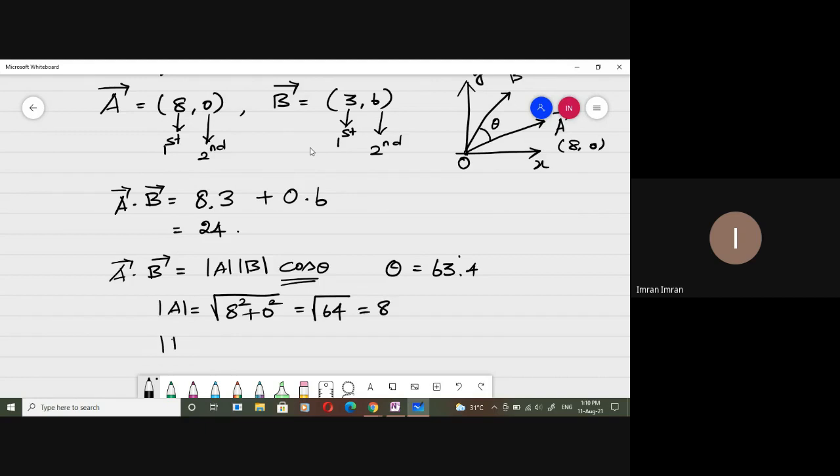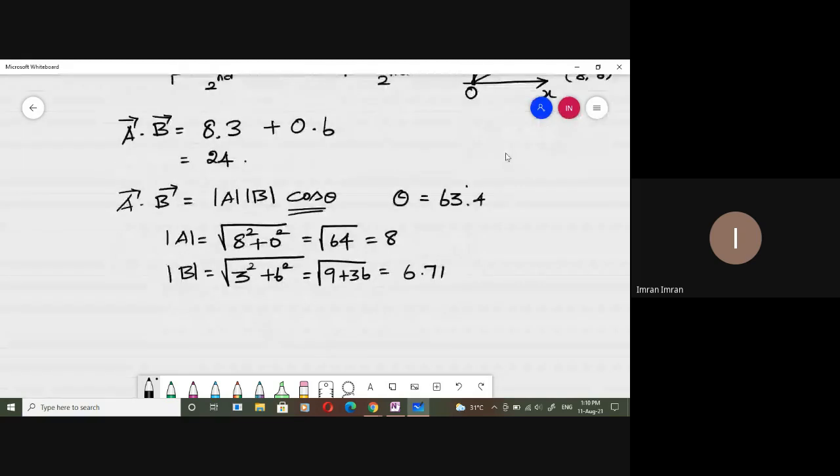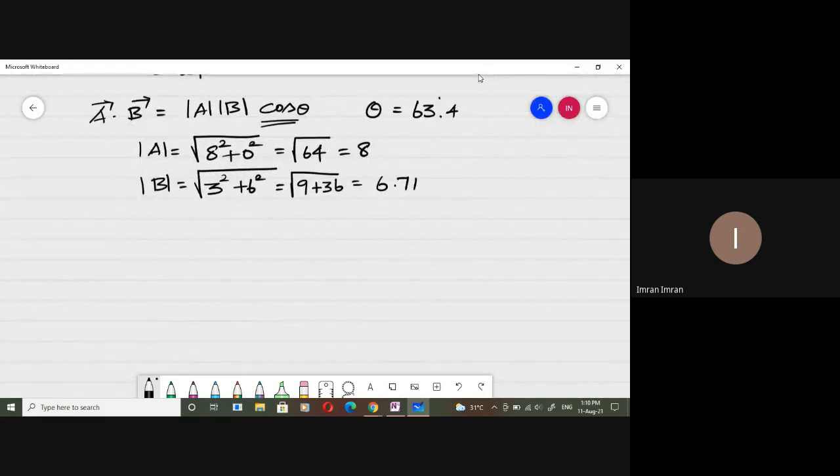In the same way, we can calculate for the B vector. Modulus of B is square root of 3 square plus 6 square, which is equal to square root of 9 plus 36. 3 3s are 9, 6 6s are 36. That is 6.71. So modulus of A is equal to 8, modulus of B is equal to 6.71.